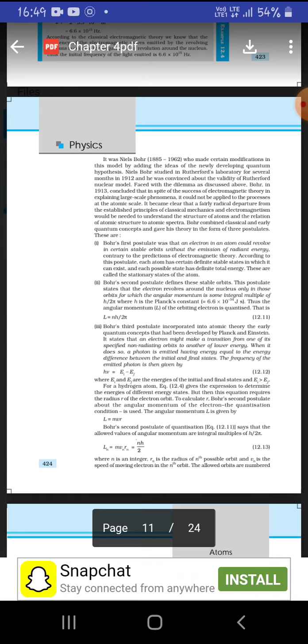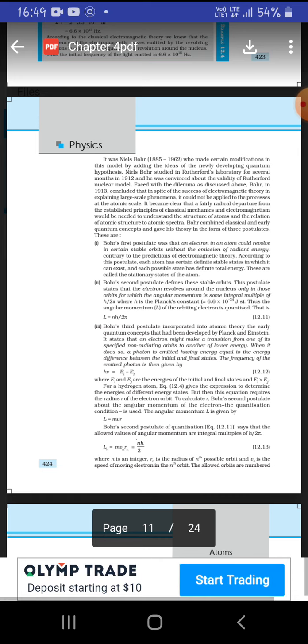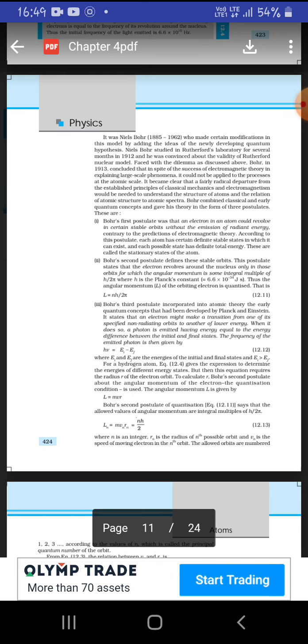it could not be applied to processes at the atomic scale. It became clear that a fairly radical departure from the established principles of classical mechanics and electromagnetism would be needed to understand the structure of the atom. So Bohr combined the classical and early quantum concepts, and gave a theory in the form of three postulates.